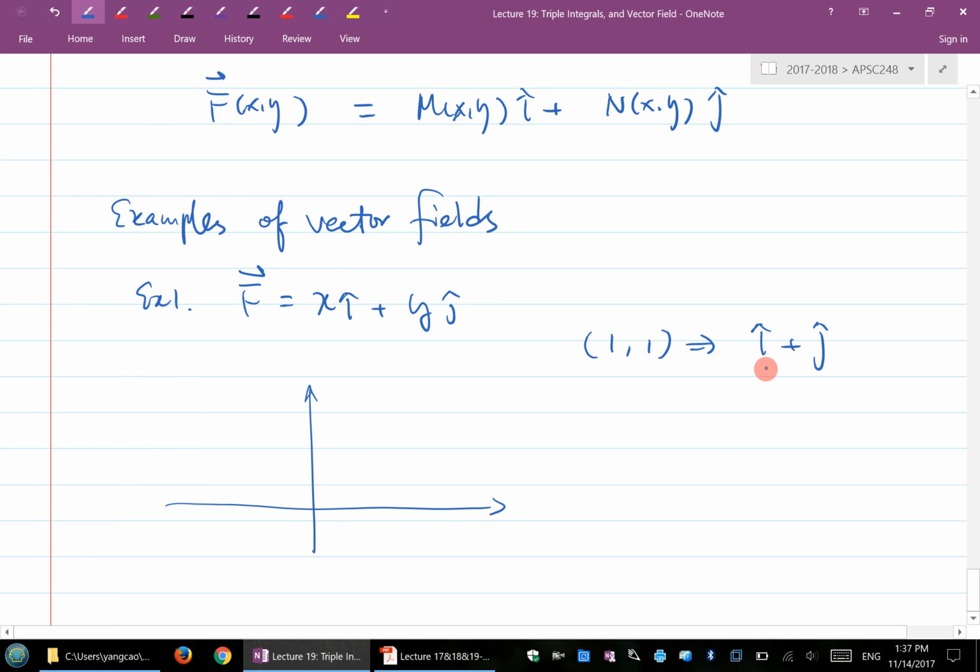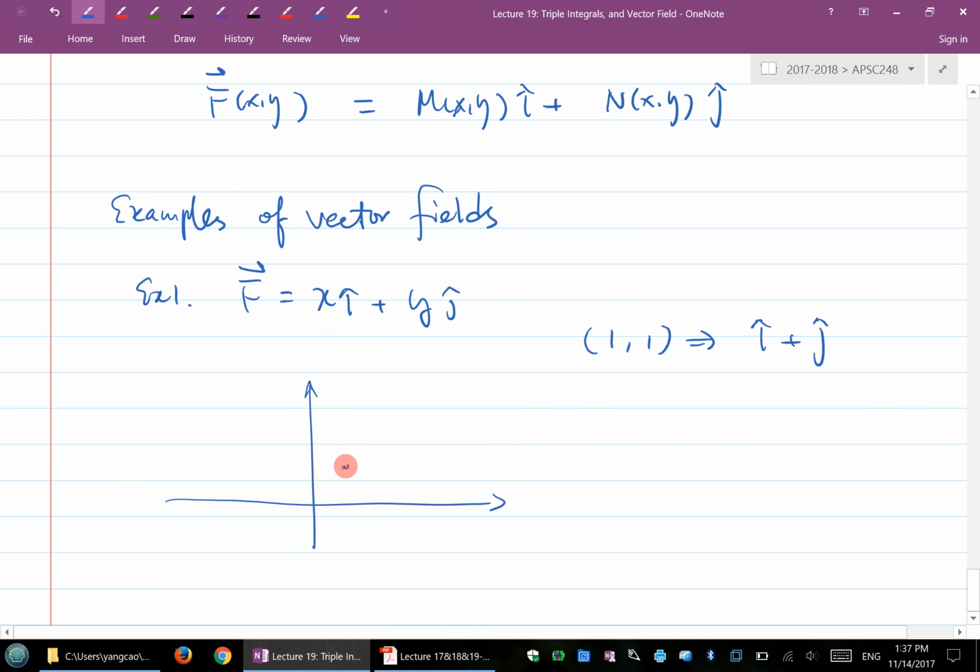So if you look at this vector, i hat plus j hat, literally you will draw a vector like this, right? So this is 1, this is 1. But in order to draw this, you don't actually draw from the origin. What you draw is the vector starting from wherever this location is, and then you move that vector to this location. So that's the i hat plus j hat at 1, 1. And you can try again.